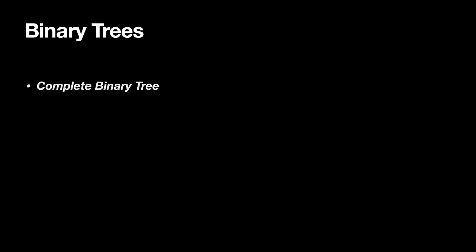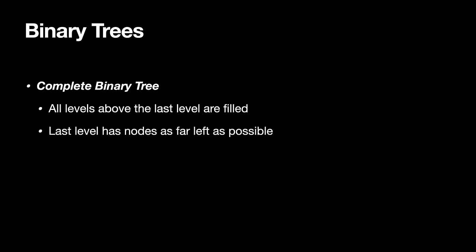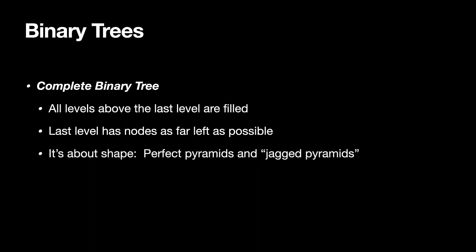So let's drill down and look at what complete binary trees actually are. The basic idea is a restriction on how the binary tree has to be built and the overall shape that it has. All levels up to the last level are filled, and the last level has nodes as far left as possible. So it's about shape. And there's a simple way of picking out shapes that are considered valid. One of them is the perfect pyramid shape. So trees that fit this picture.